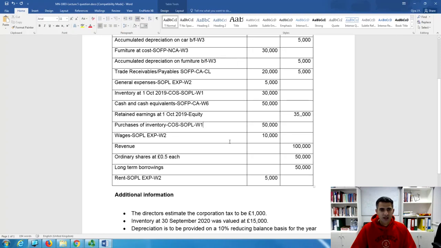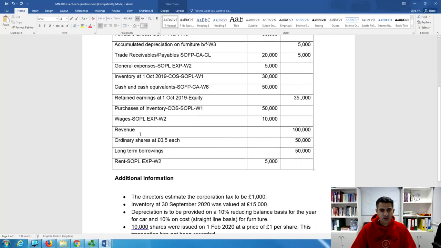In terms of sales revenue, this is the first item. You put it under statement of profit or loss.